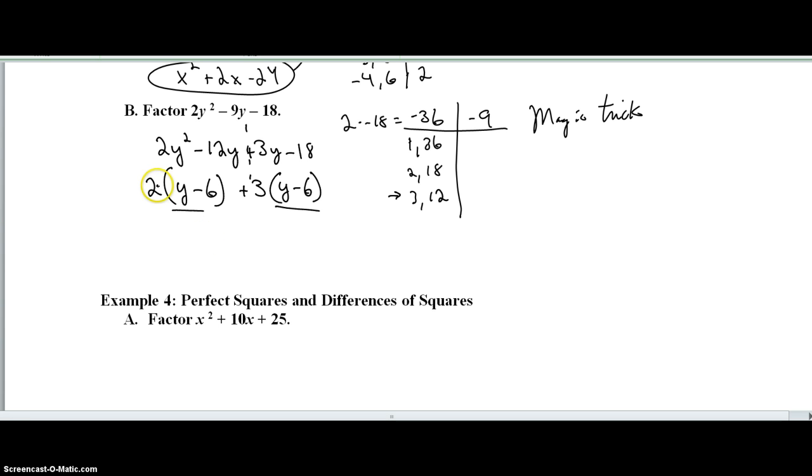I forgot to get my y right here. So now I can put these together. I can give them 2y plus 3 and y minus 6, and I've arrived at my final answer. Now, the way we can check if it's correct, we just FOIL this out and see if we get the same thing that we started with.